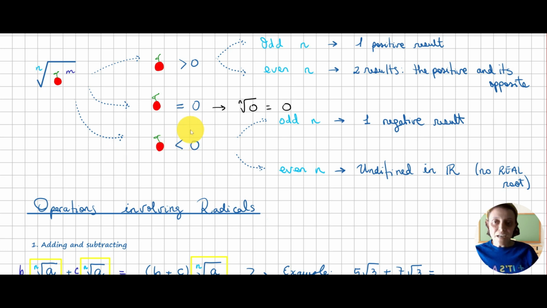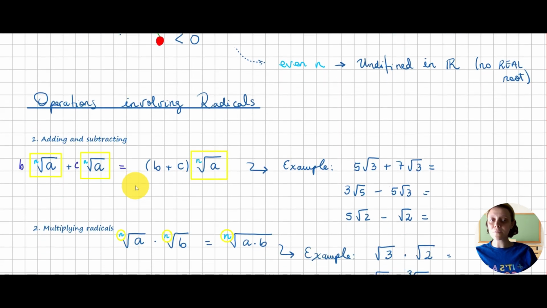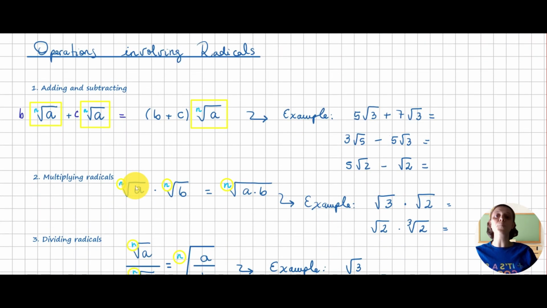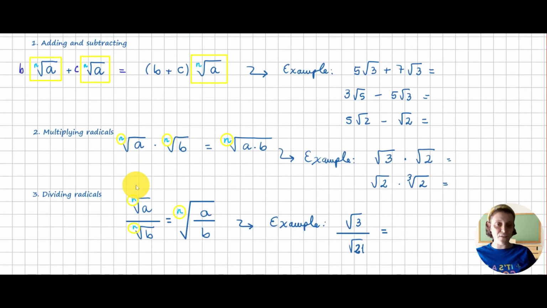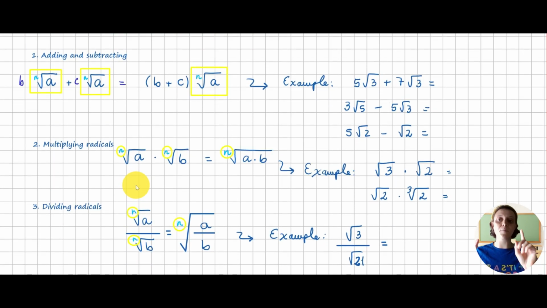So the next part of the theory is operations involving radicals. And this is when everything becomes even more interesting, okay? The operations are the following: adding and subtracting, multiplying and dividing. There are more that are going to be part of a second video. This is the first part. Now we're going to go into the second part after this one.